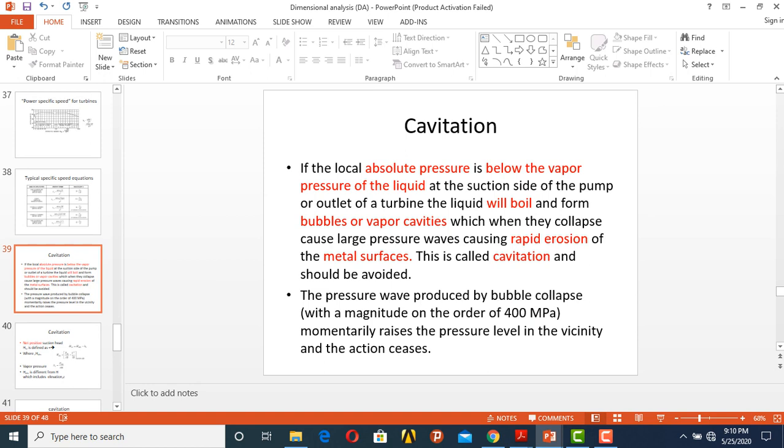So, what is cavitation? Cavitation is the formation of bubbles in the fluid under low pressure. When the static pressure falls below the vapor pressure of the fluid, bubbles start forming. When these bubbles, which form under low static pressure, are swept into places where there is high pressure, they are compressed and they burst. That bursting of bubbles is what we call cavitation.